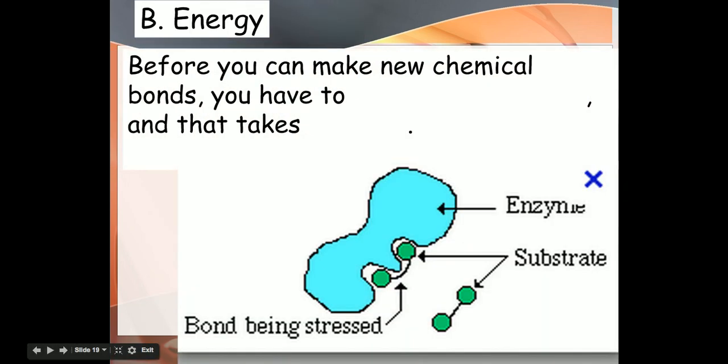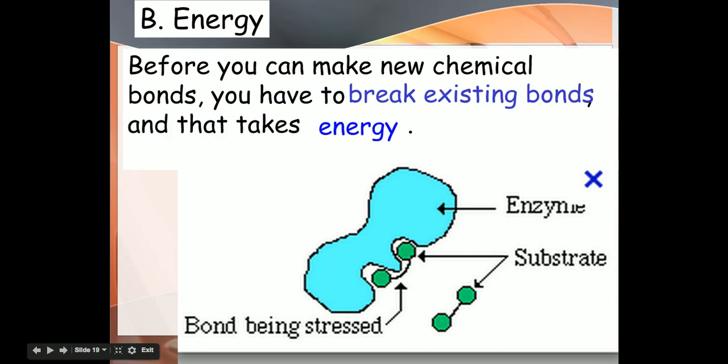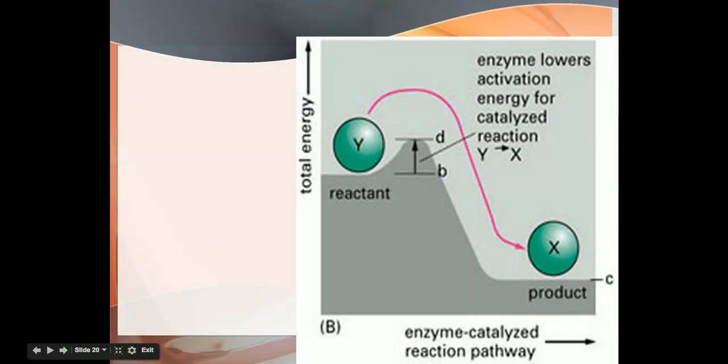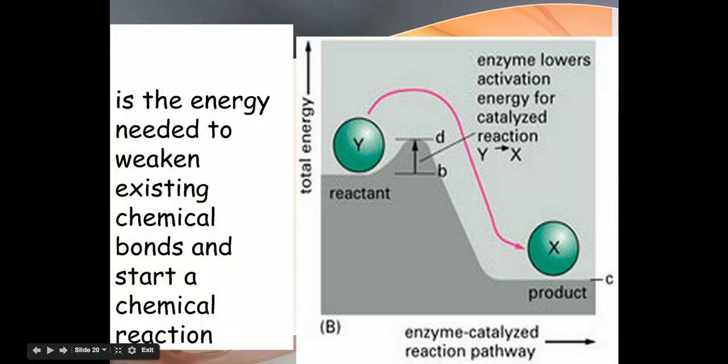All right. So before you can make new bonds, so if we have our reactants, remember these are what goes into a chemical reaction, but before we can make new bonds to form our products, we are going to need energy. So to break those existing bonds, it takes energy before we can form those new ones. The energy needed to break those bonds and make the new ones, that's called activation energy.